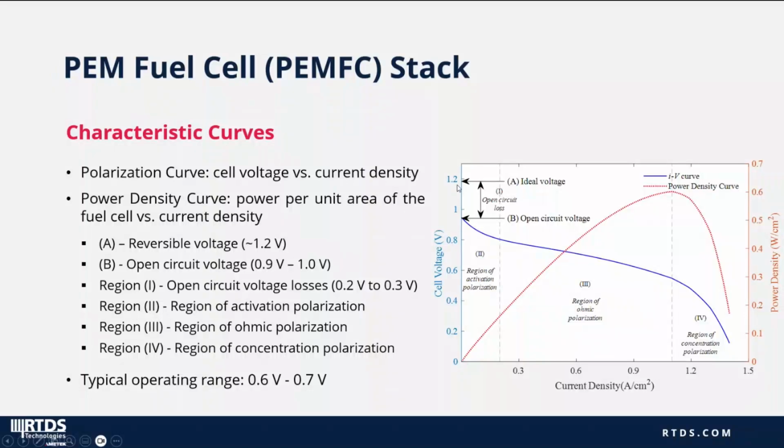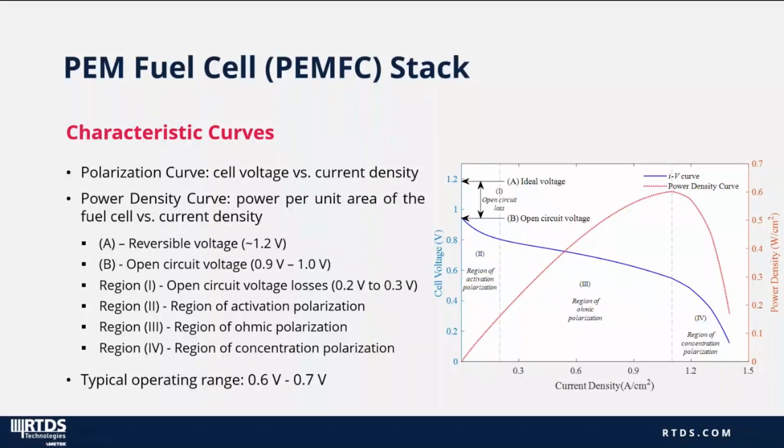Point A represents the reversible voltage of the fuel cell, which is approximately 1.2 volts. Point B represents the open circuit voltage of the fuel cell. It has an open circuit loss due to the undesired fuel crossing through the membrane of the cell. Then the rest of the curve can be divided into three regions.